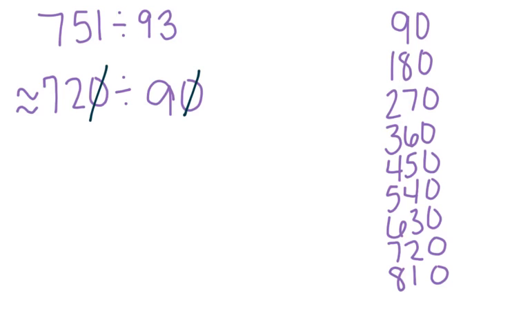So 720 divided by 90. We got rid of those zeros by saying 10 divided by 10. Now let's focus on 72 divided by 9. We come back over here and see it's 1, 2, 3, 4, 5, 6, 7, 8. 9 times 8 is 72. So that tells me my answer is in the ballpark of 8.